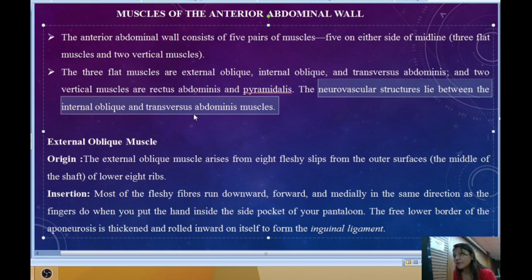This is an MCQ which might come in your exam. The neurovascular structures will lie between the internal oblique and transversus abdominis, not between external and internal. The neurovascular bundle, that is the veins, arteries and nerves, will lie between the internal oblique and transversus abdominis.